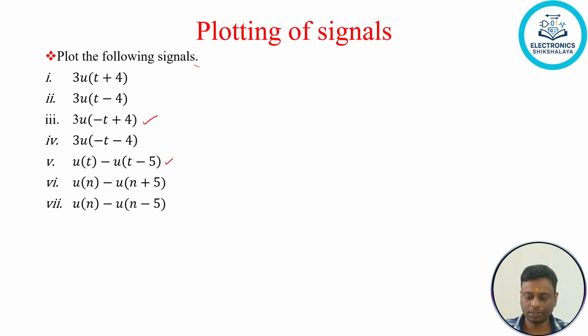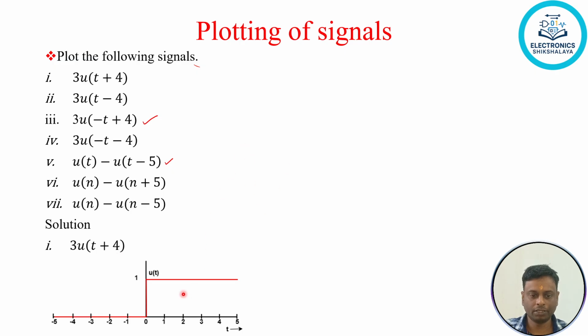Let's see our first case, u of t plus 4. How to plot the signal u of t plus 4? First we will see what is u of t, then u of t plus 4, then 3 into u of t plus 4. We know that u of t equals 0 for t less than 0, and u of t equals 1 for t greater than or equal to 0.